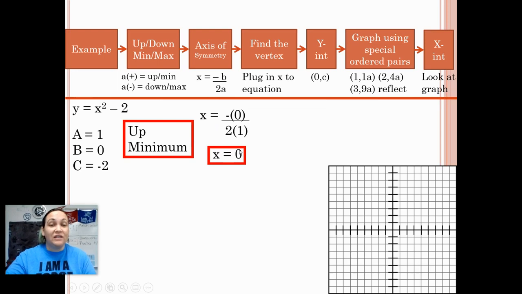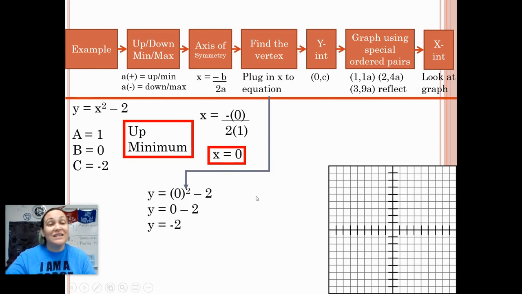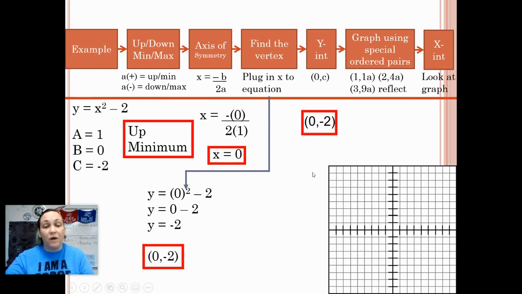Now, we're going to use our axis of symmetry to find our vertex. We're going to plug in the number 0 for the letter x so that we can determine what our y-coordinate is. Remember, the vertex is an ordered pair. It's a point. It needs an x and a y. The x is the same number you got for your axis of symmetry, and we have just determined that the y is negative 2. So 0, negative 2 is my vertex. In this example, that also happens to be my y-intercept because my c value is negative 2. So in this problem, my vertex will be on the y-axis.